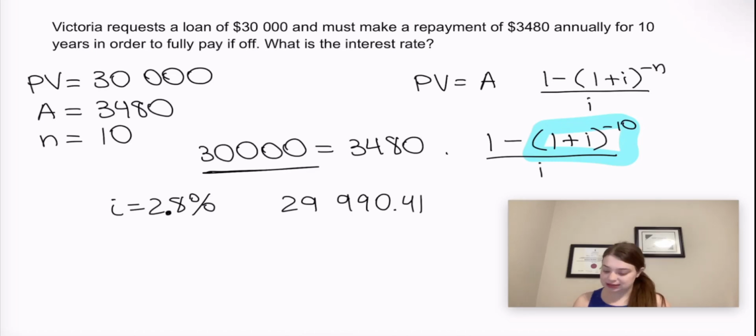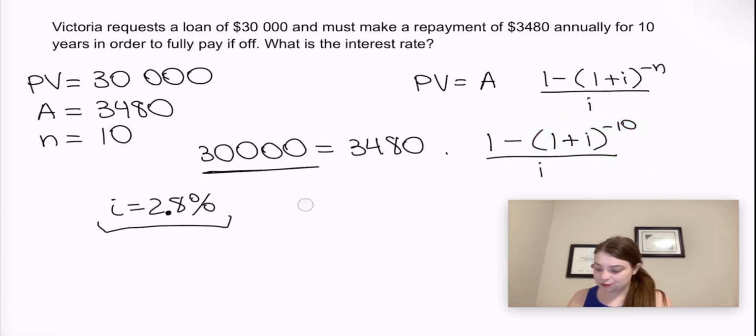The reason is because this answer here is a rounded answer. The calculator gave me a rounded answer, and so maybe the actual answer is 2.81%. Maybe the actual answer is 2.82%. Maybe the actual answer is 2.8 and then a bunch of other decimals that are irrational, even potentially, that continue to go. And so it's okay if you don't get the exact right answer. However, it should be extremely, extremely close when you are doing this to double check.